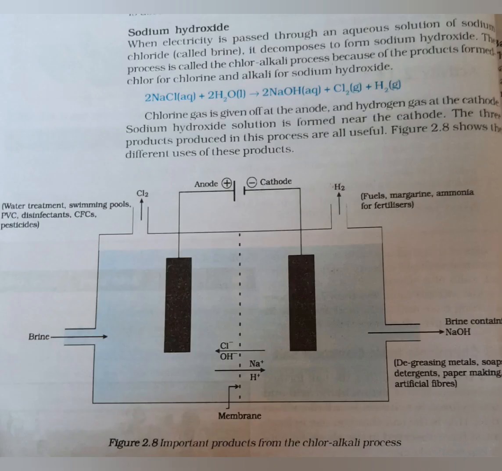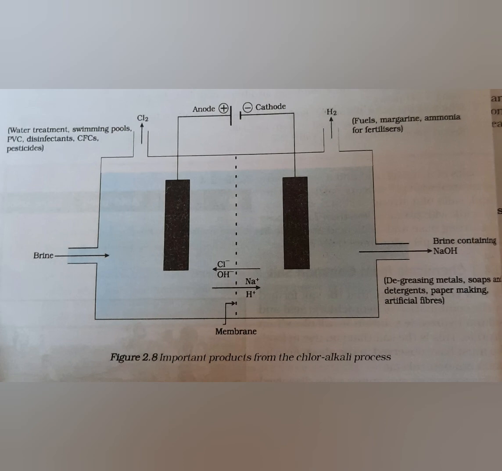This is the chloralkali process, where sodium hydroxide is prepared from the brine solution, that is sodium chloride. When it is mixed with water, it results in the formation of sodium hydroxide with the release of chlorine gas and hydrogen. As the picture indicates, when electricity is passed through the sodium chloride along with water, it releases hydrogen gas at the cathode and chlorine at the anode.